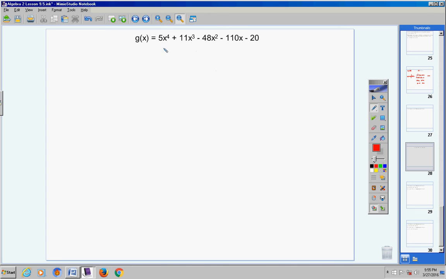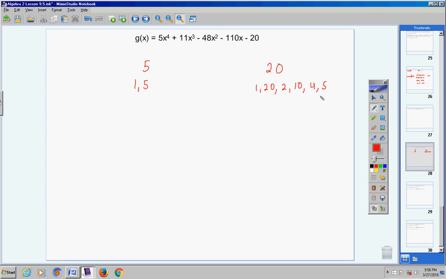So is it written in standard form? Yes, it is. Here's my lead coefficient. Here's my constant term. Don't worry about the signs. Now, what are the factors of 5? 1 times 5. What are the factors of 20? 1 times 20. 2 times 10. 4 times 5. And that's it. Then it starts to repeat, 5 times 4.